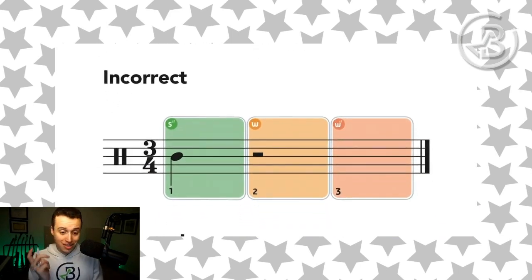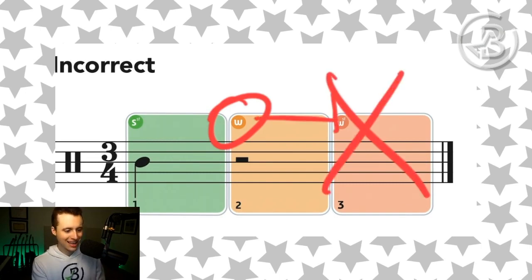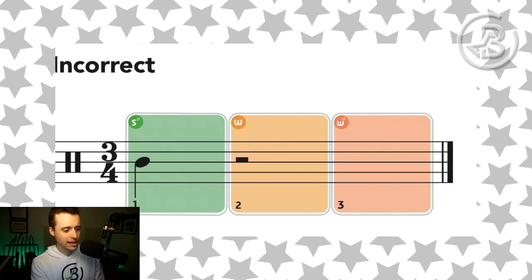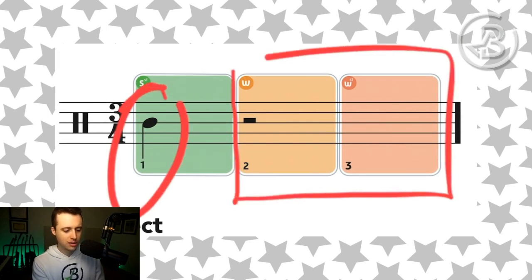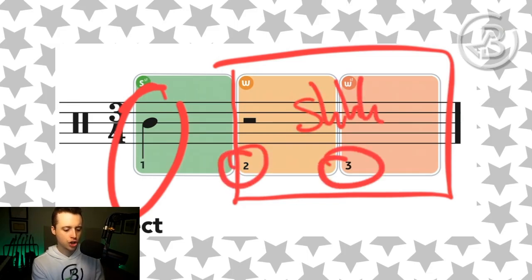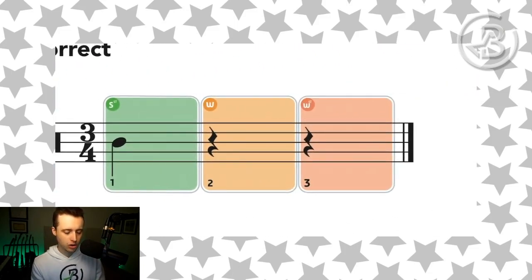Okay, so this is incorrect because it is breaking rest rule number 2. You cannot have a rest start on a weak beat and last into the next beat. No, cannot have that. So let's break down what we want to have happen here. We want a sound on beat 1, right? We want a quarter note on beat 1, and then we want 2 beats of silence. We want beat 2 and 3 to be silent. How are we going to write that correctly? There you go, just like that.